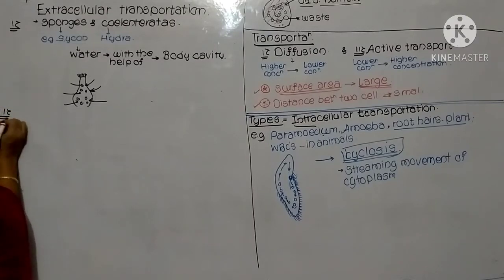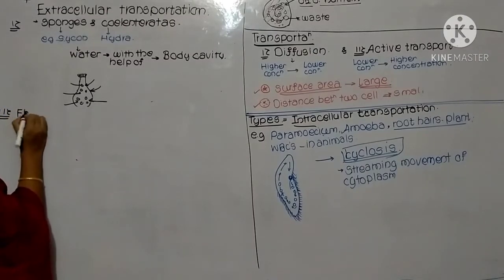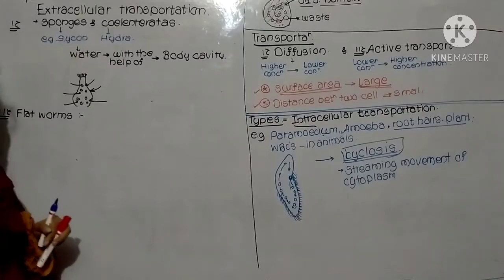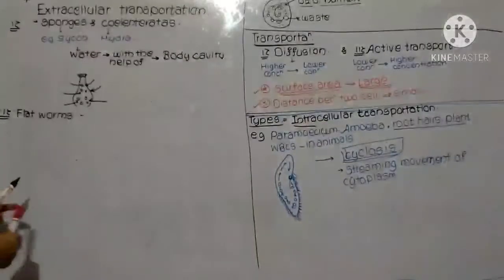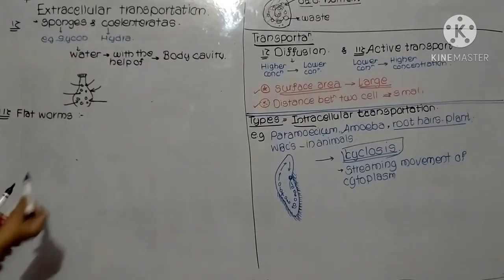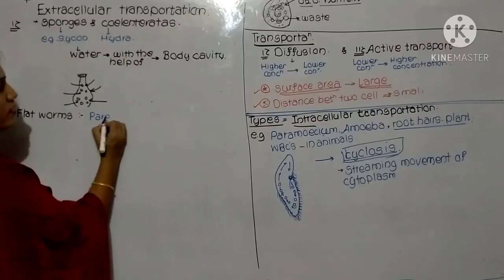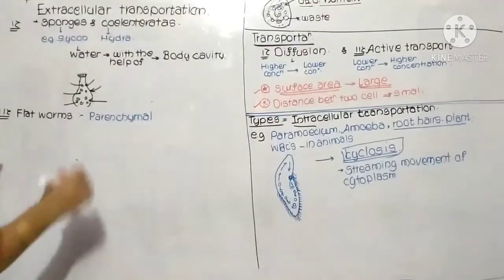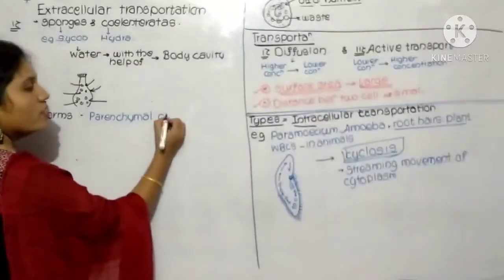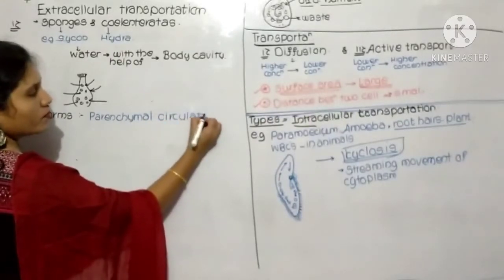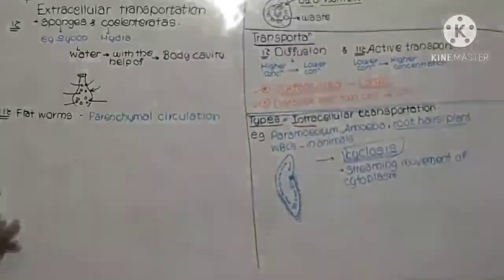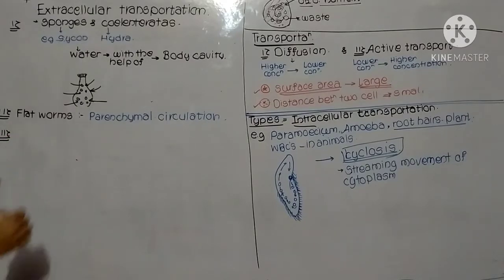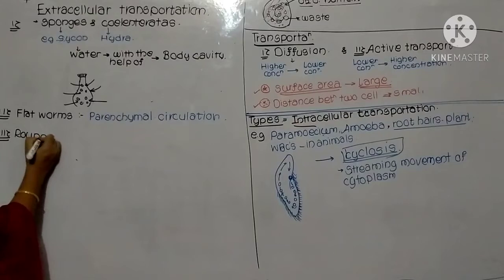Then the second example of extracellular transportation is the flatworms. The example of flatworms is Platyhelminthes. In the flatworms, or Platyhelminthes, a particular type of cell is present. Those cells are known as parenchymal cells. With the help of these parenchymal cells, transportation takes place. That type of transportation is known as parenchymal circulation. Then the next example of extracellular transportation is the roundworms.